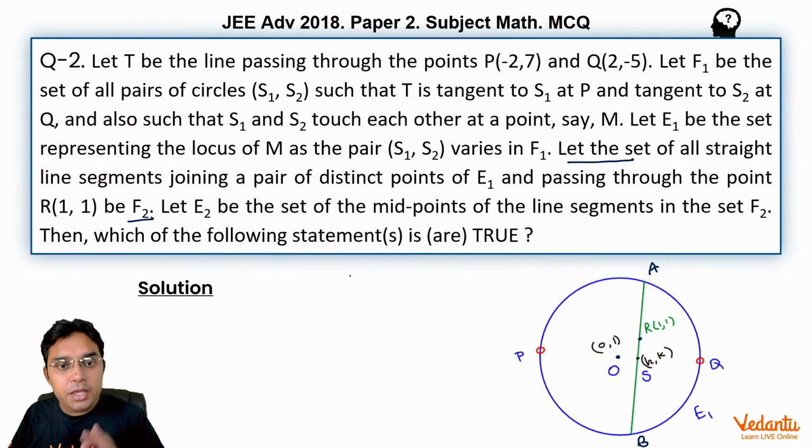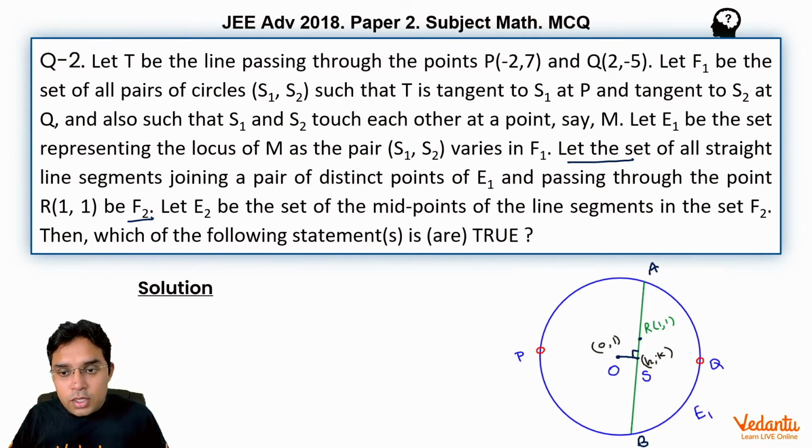Now, they are saying E2 is the set of midpoints of line segments in the set F2. So this S is the midpoint of this AB. So this E2 is the set of all such midpoints as we change AB in this E1. Now, to find the equation of locus of all such point S, one very simple geometric fact we can use, that if I join O with S, because S is the midpoint and O is the center of the circle, this OS will be perpendicular to AB.